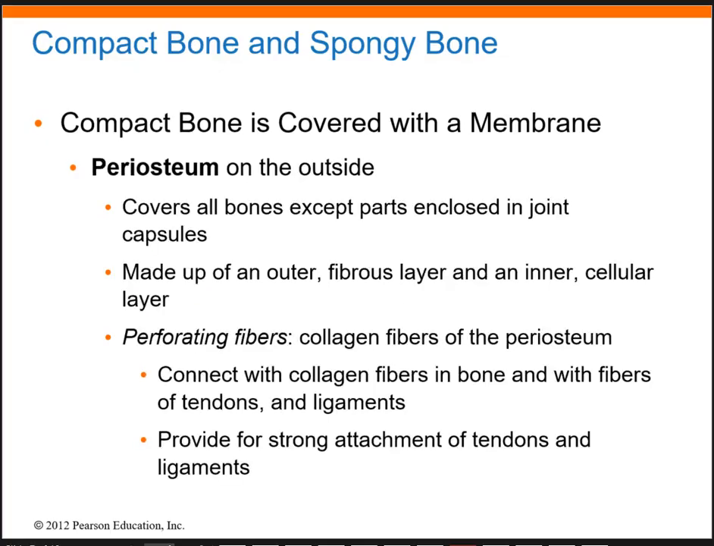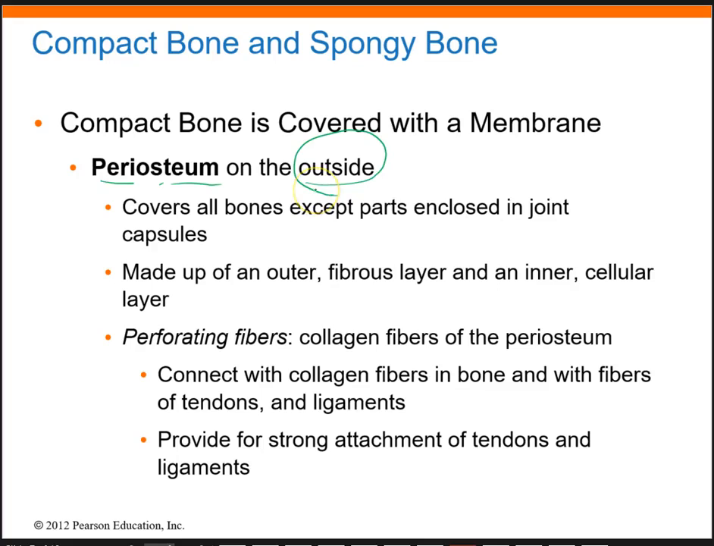Now, bone has membranes covering it, just like most organs. Most organs have membranes. Bone has membranes as well. There's a periosteum and an endosteum. The periosteum is the membrane that covers the outside of bones. So you have this whole big bone right here, and the outside of the bone has a membrane that surrounds it called the periosteum.